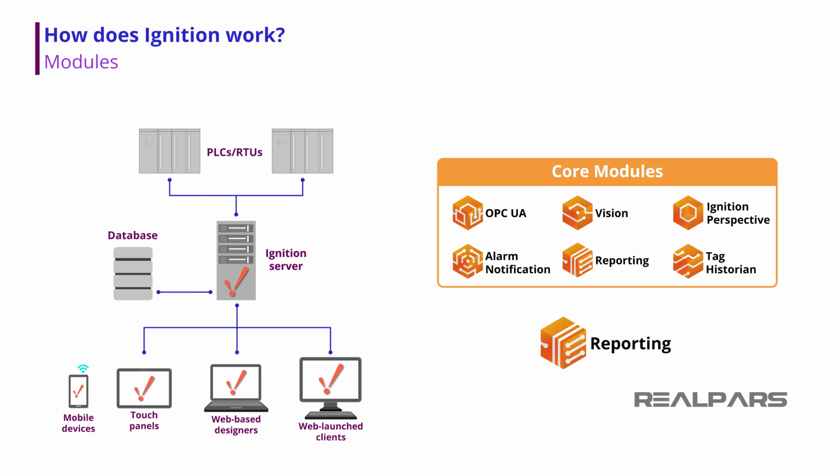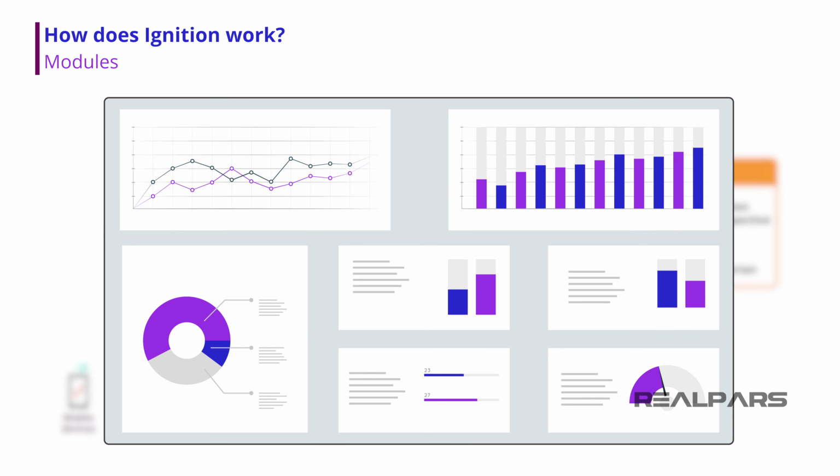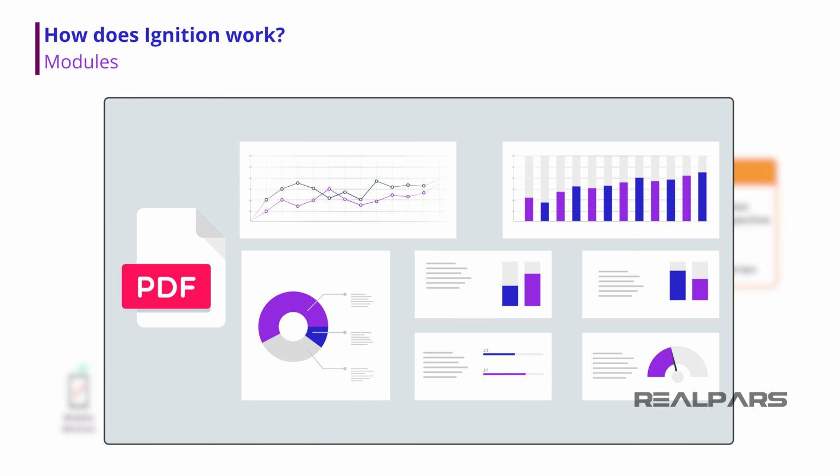Reporting in SCADA is a little different than alarming. We habitually use reports to relay a given set of information about the plant or process to relevant plant personnel. You can use Ignition's reporting module to automatically generate and send data in a PDF format.